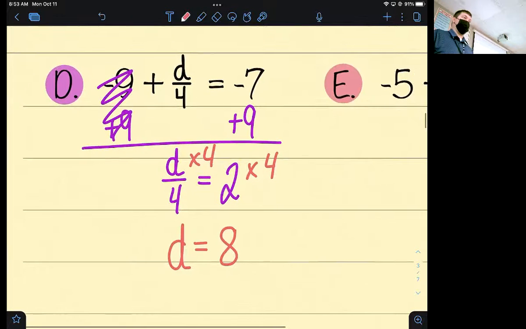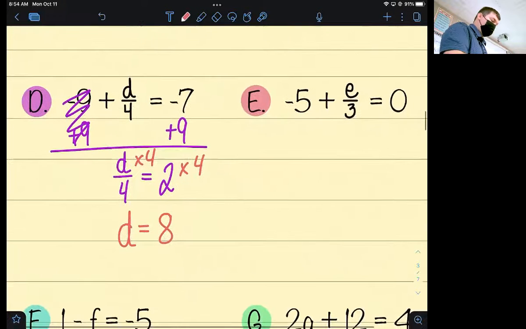Finally, your answer is d equals 8. Not 8, d equals 8. You have to have that variable as part of your answer. Okay. Example E is very similar to that last one. Let's do example E.